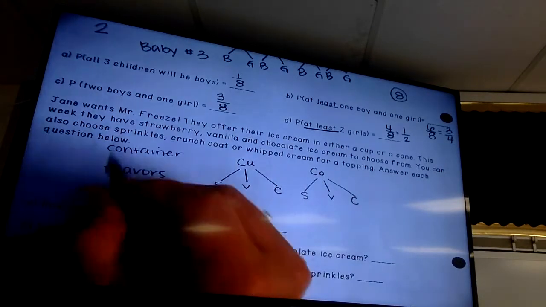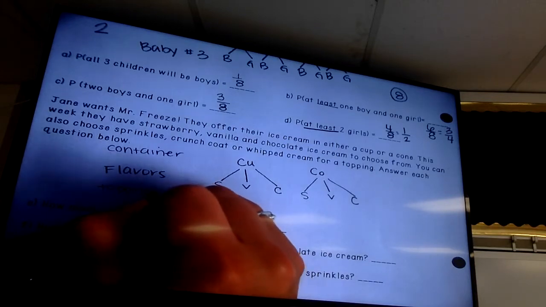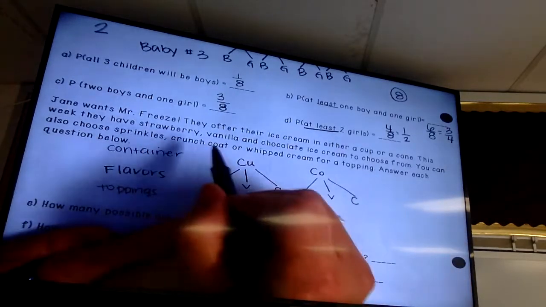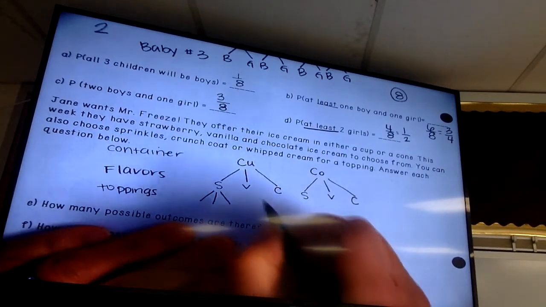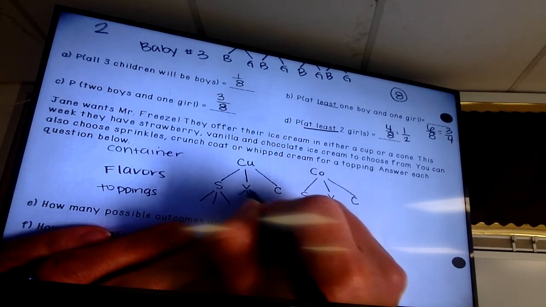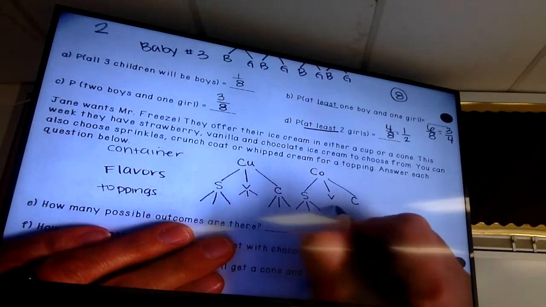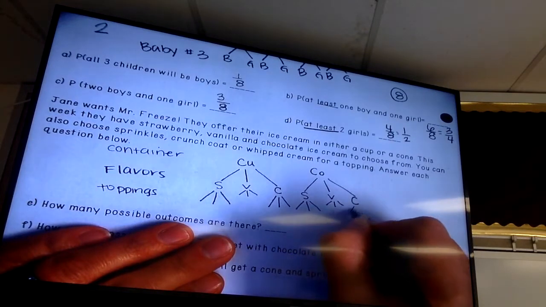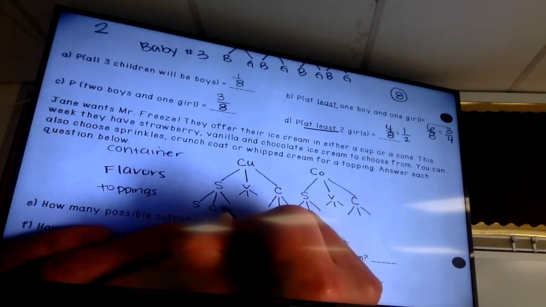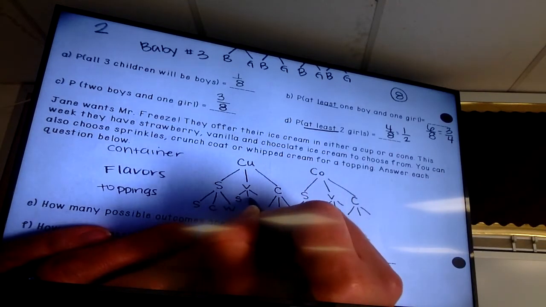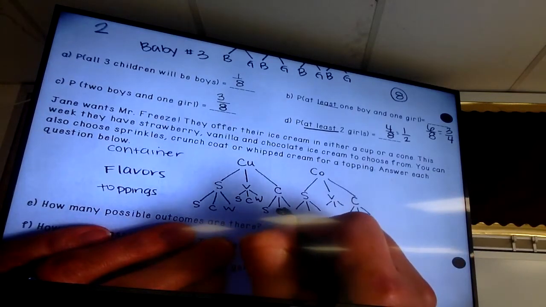Then I have toppings. And for toppings, we have 3 different toppings also. It says we have sprinkles, crunch coat, and whipped cream. So each of these are then going to have 3 more. So be careful that you save yourself some room. This can get rather big. So I can have sprinkles, crunch coat, or whipped topping. Sprinkles, crunch coat, whipped topping. So each of them will have a S, a C, and a W.